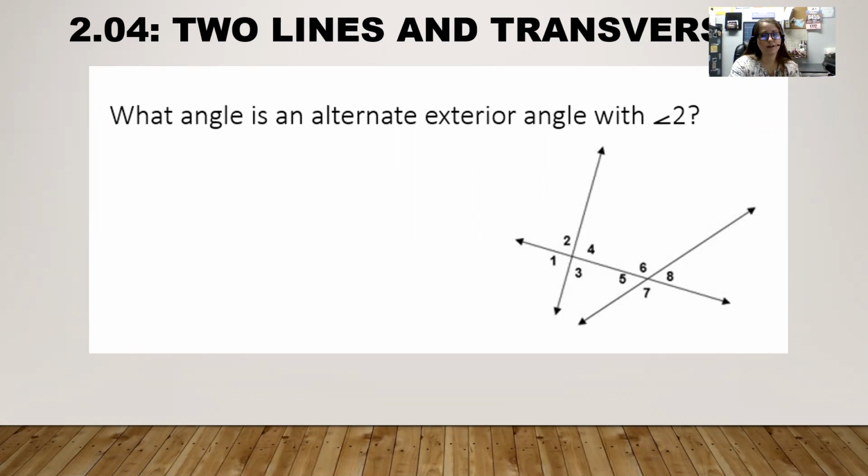Alternate exterior, so it has to be on the other side of the transversal. Angle 2 is on the top of the transversal, so we either need angle 1, 3, 5, or angle 7, and they need to be exterior angles. Well, angle 1 wouldn't work because that's supplementary, so angle 1 doesn't work. Angles 3 and 5 are both interior angles, so they would not work. So we would say that the alternate exterior angle of angle 2 would be angle 7.